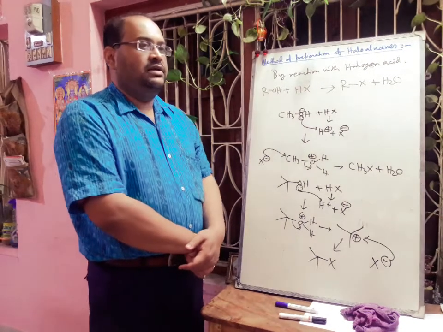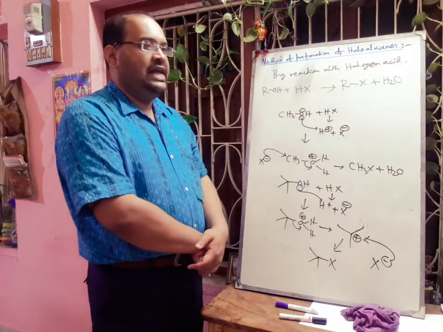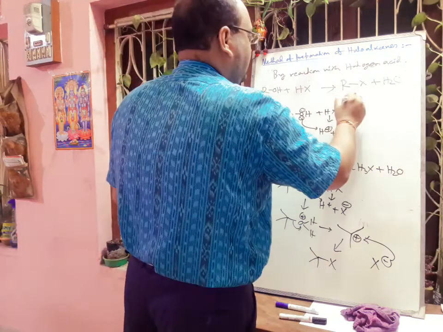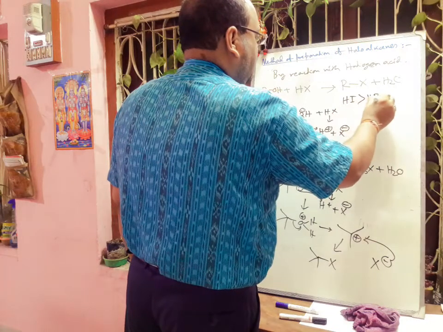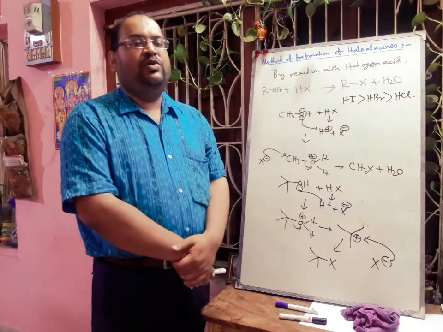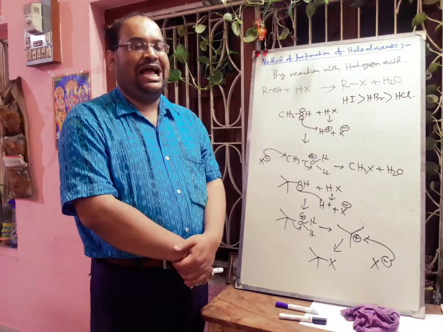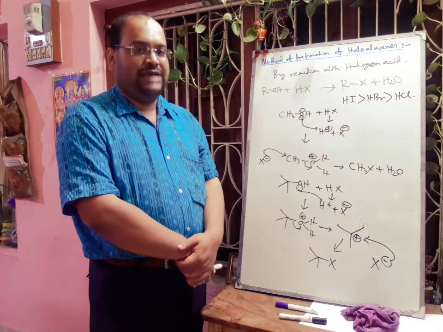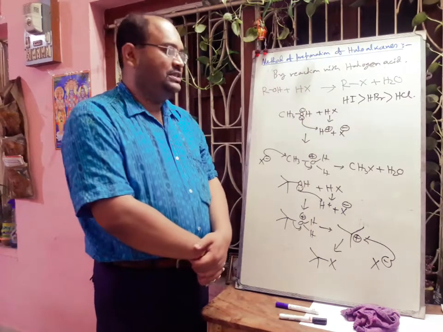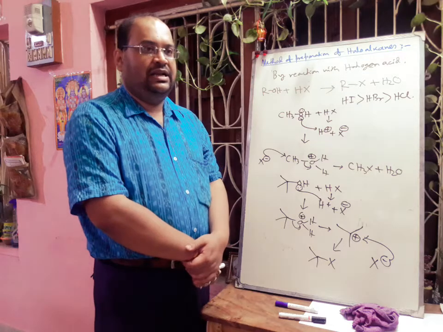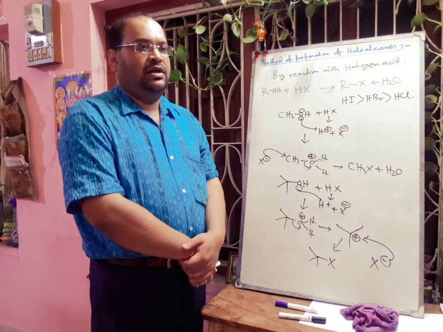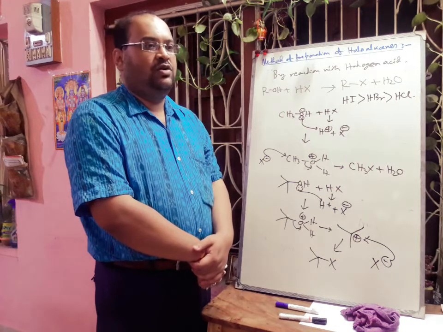Generally the reactivity order here is HI greater than HBr greater than HCl. But when we want to use HCl, we have to use zinc chloride. Zinc chloride will act as a Lewis acid, and it will help the OH for better leaving aptitude. Now this process is called Lucas process.